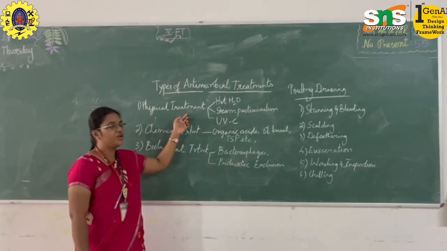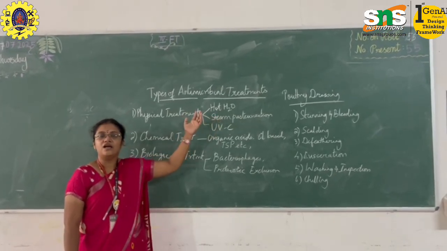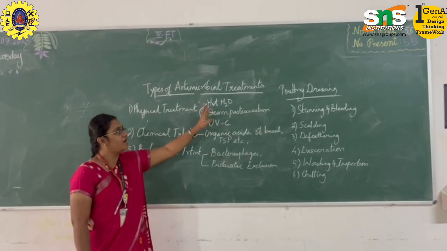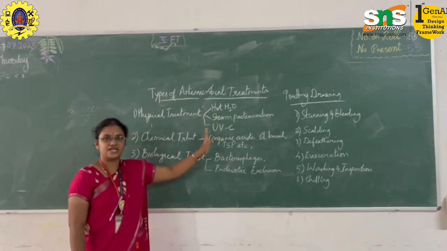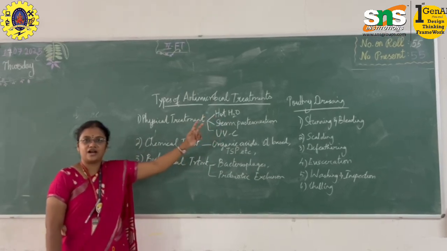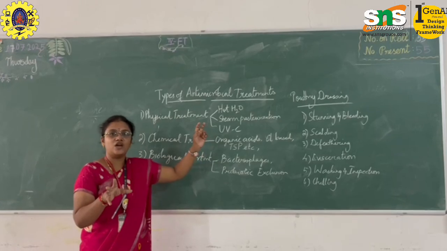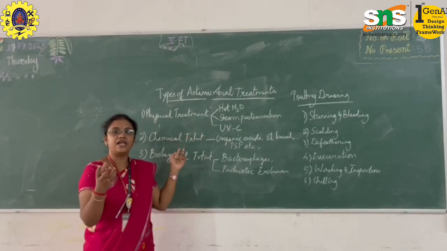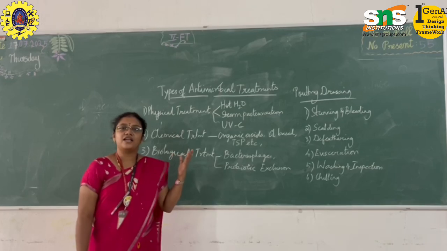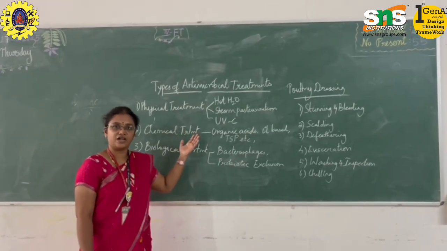For the physical treatment, we expose the particular carcass or the bird using hot water, steam pasteurization or UV light techniques. From the name we can understand that hot water is either sprayed on the animal, or we can dip the bird into the hot water. In that way we can kill the surface microbes present on the animal.